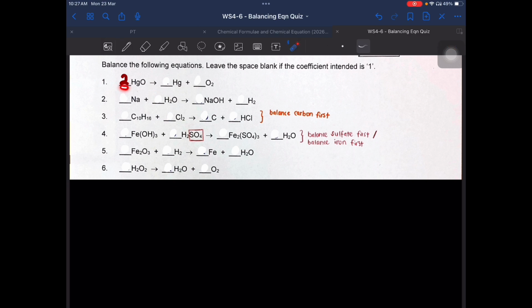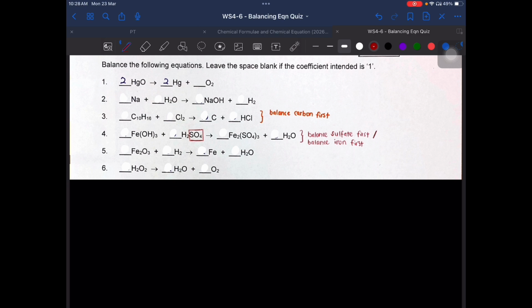Now when I put a 2 HgO here, I'll realize that I've introduced 2 Hg, but on the right hand side there's only 1 Hg, and therefore I need to put a 2 over here. And if this entire thing works out well, this will be my balanced equation. Right, so that's for example 1. Let's take a look at example 2.